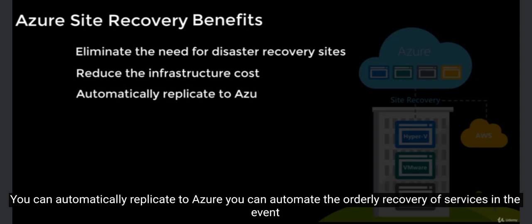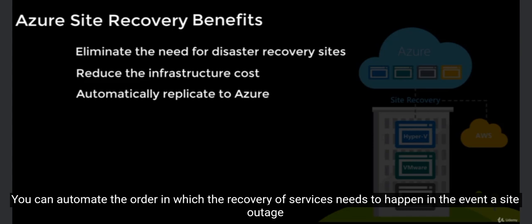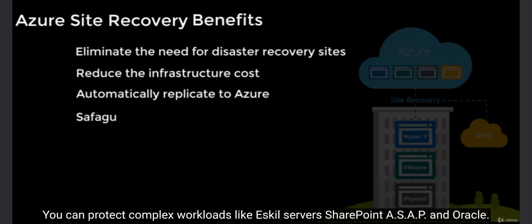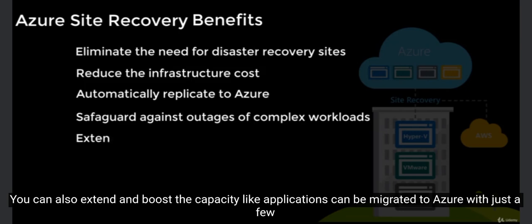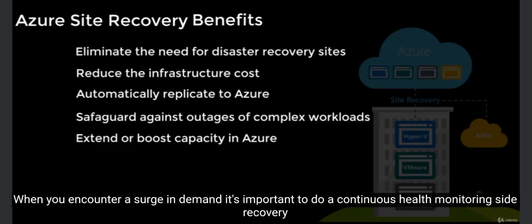You can automate the orderly recovery of services in the event of a site outage at a primary data center. You can automate the order in which the recovery of services needs to happen in the event a site outage at a primary data center occurs. You can protect complex workloads like SQL Server, SharePoint, SAP, and Oracle. You can also extend and boost the capacity, like applications can be migrated to Azure with just a few clicks, or burst to Azure temporarily when you encounter a surge in demand.